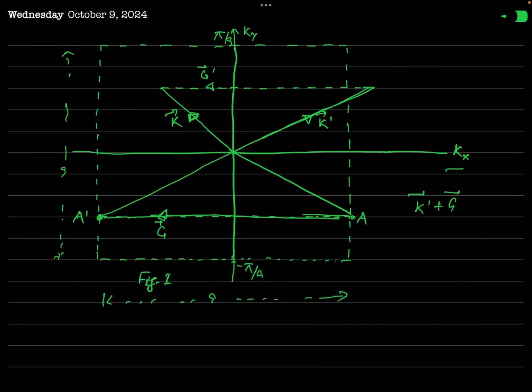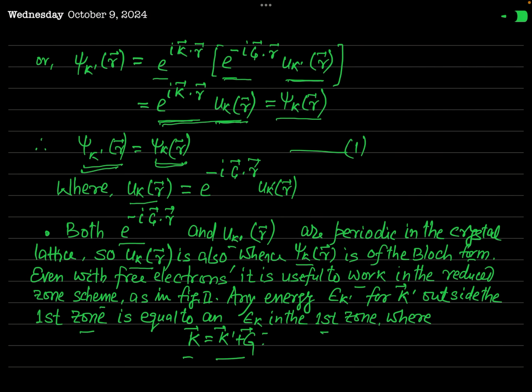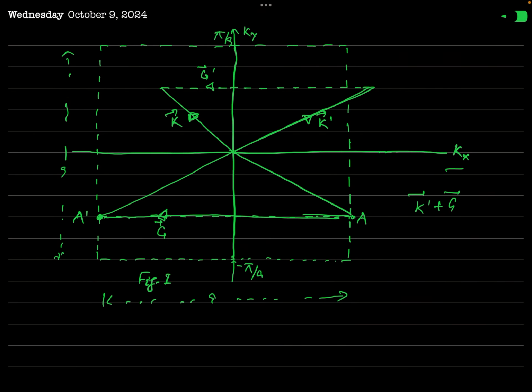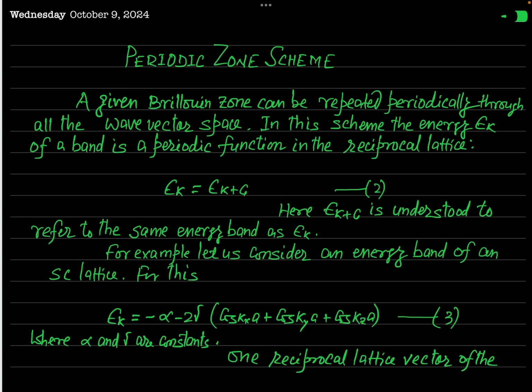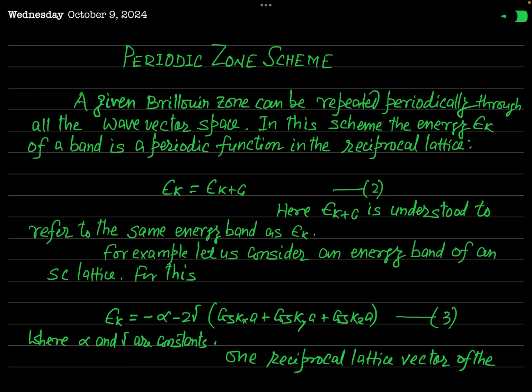Okay. Now let us see that I have told you that any energy epsilon k dashed for k dashed outside the first zone is equal to an epsilon k in the first zone, where k is equal to k dashed plus g. Okay. And this was all about the reduced zone scheme.